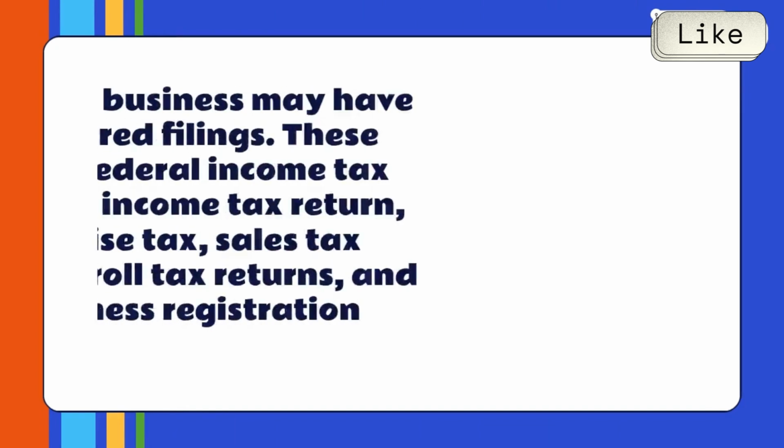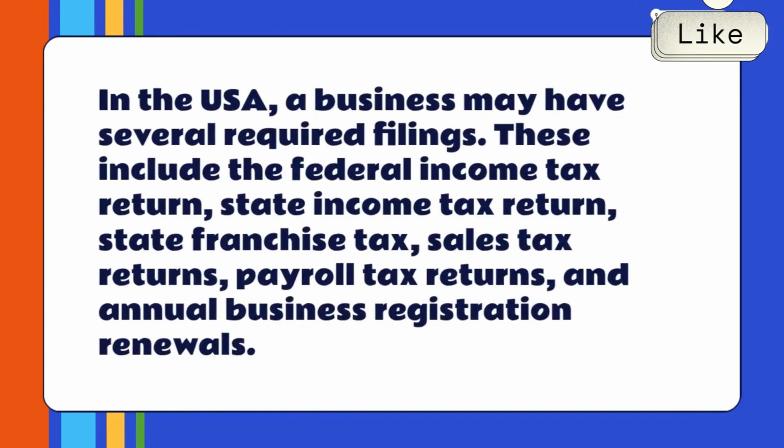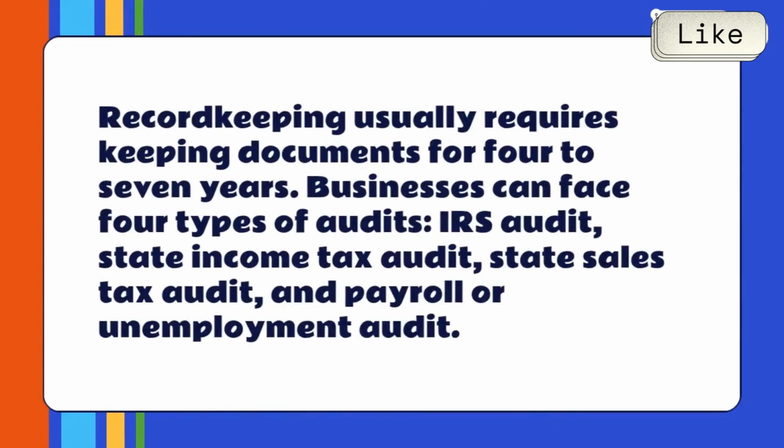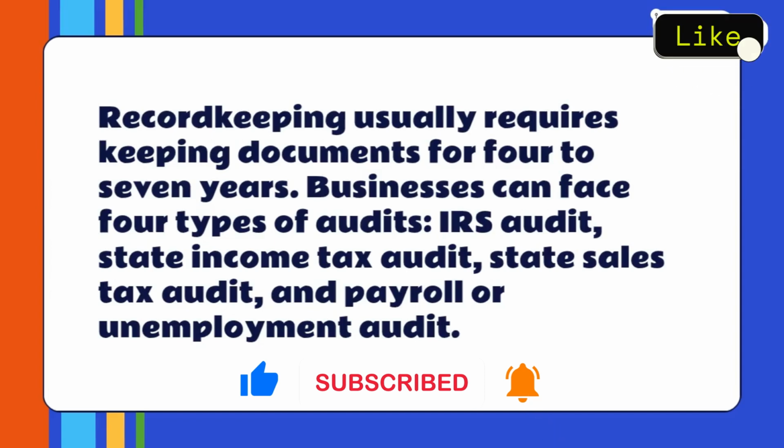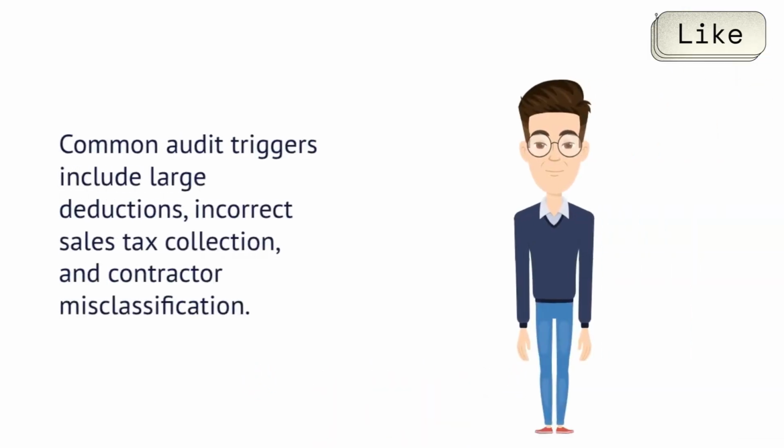In the USA, a business may have several required filings. These include the federal income tax return, state income tax return, state franchise tax, sales tax returns, payroll tax returns, and annual business registration renewals. Record keeping usually requires keeping documents for 4 to 7 years. Businesses can face 4 types of audits: IRS audit, state income tax audit, state sales tax audit, and payroll or unemployment audit. Common audit triggers include large deductions, incorrect sales tax collection, and contractor misclassification.